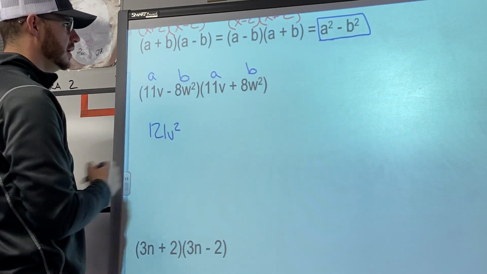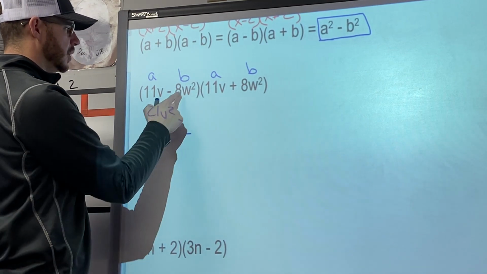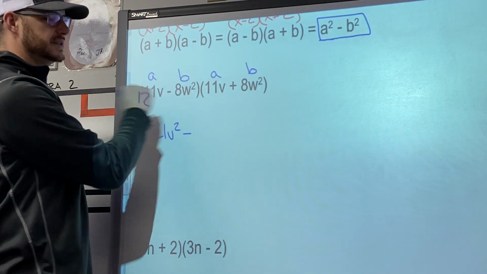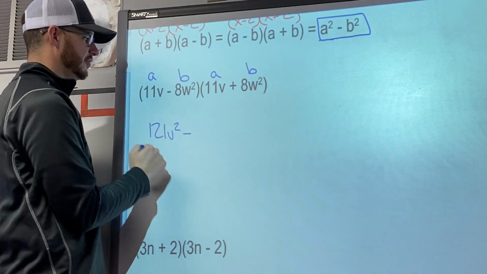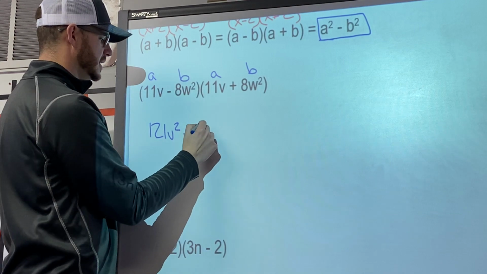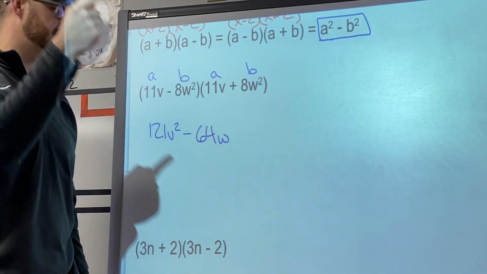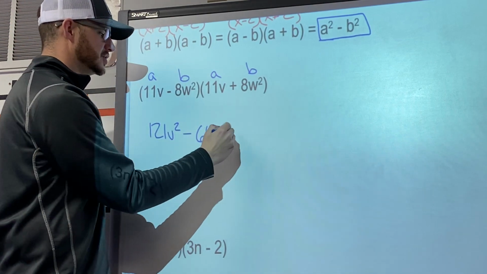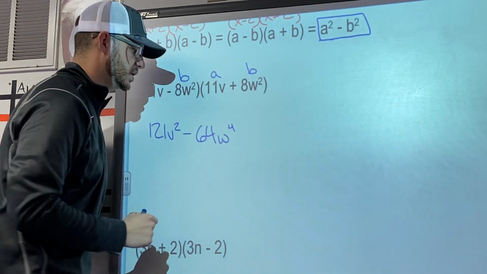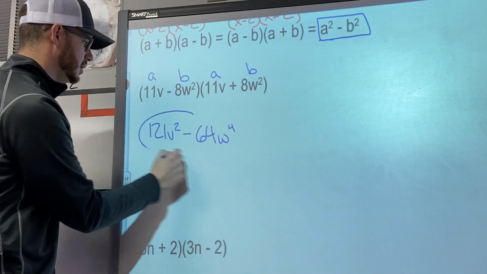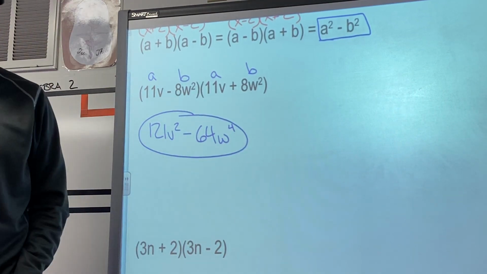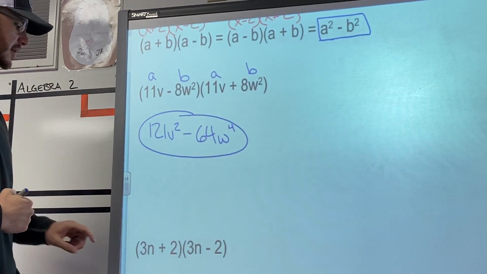121v squared minus b squared, which in this case b is 8w squared. If we square that, 8 times 8 gives us 64. W squared, and then you have to square that, so we would multiply 2 times 2, which would give us a power of 4. And that is all you have to do there. That would be our solution.